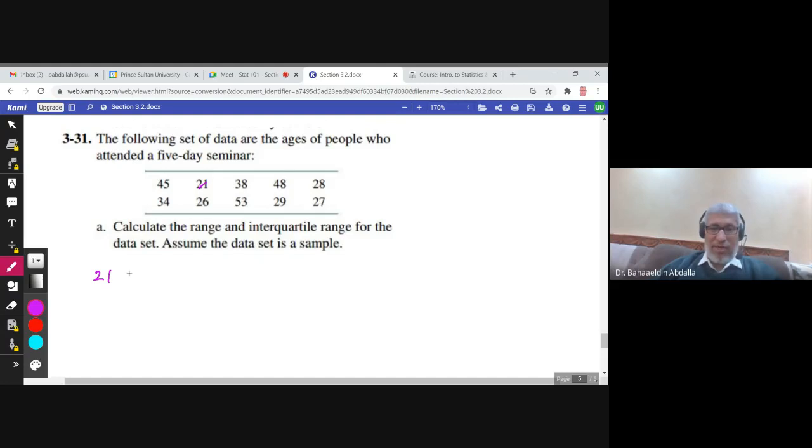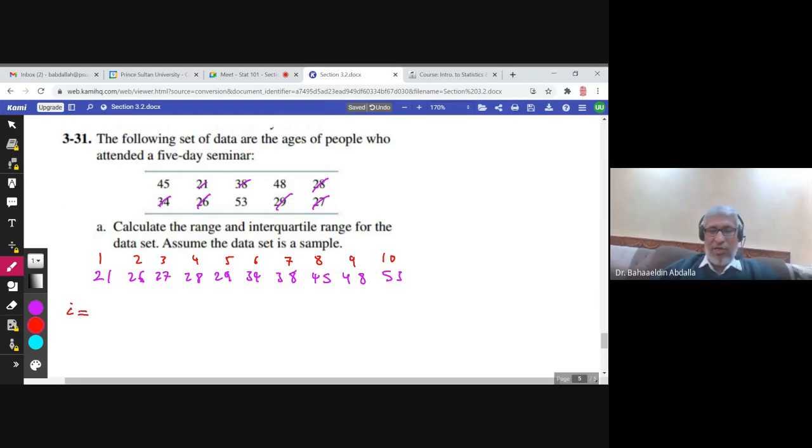So 21 is the smallest. I then have 26, 27, 28, 29. I also have 34 and 38. I then have 45, 48, and 53. If I put the positions 1, 2, 3, 4, 5, 6, 7, 8, 9, 10. I have 9 numbers. Do we? Yeah, 2 times 5 is 10. That's good. I need to find Q1.